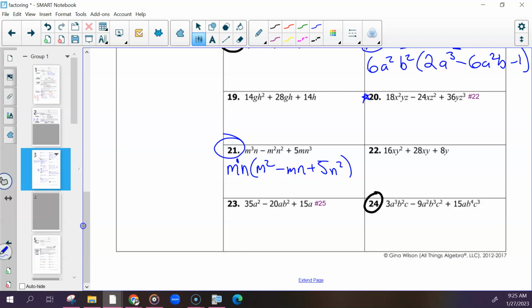Again, it looks like it should be able to be simplified more, but all 3 of them don't have M's, all 3 of them don't have N's, all 3 of them don't have numbers. 24. That's the last one, and then any others you guys want to see.